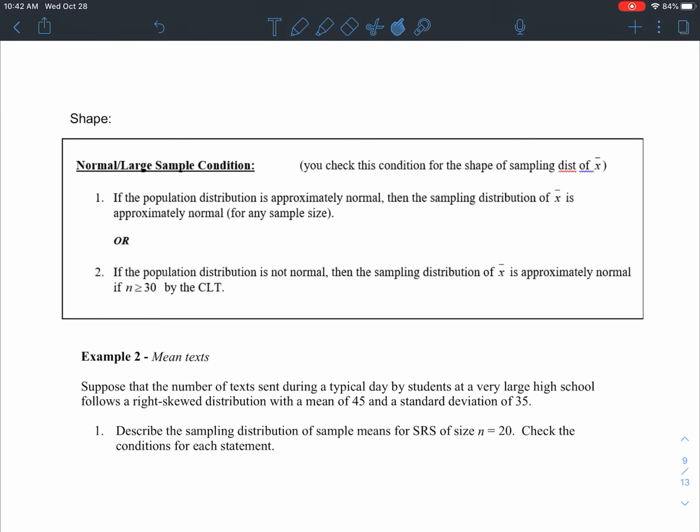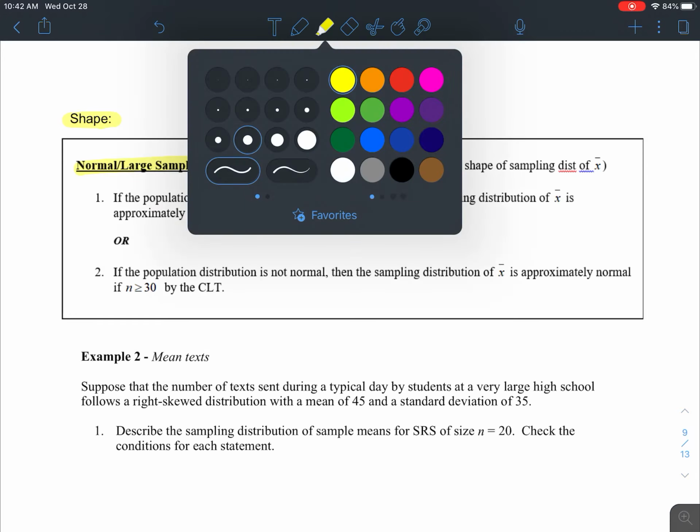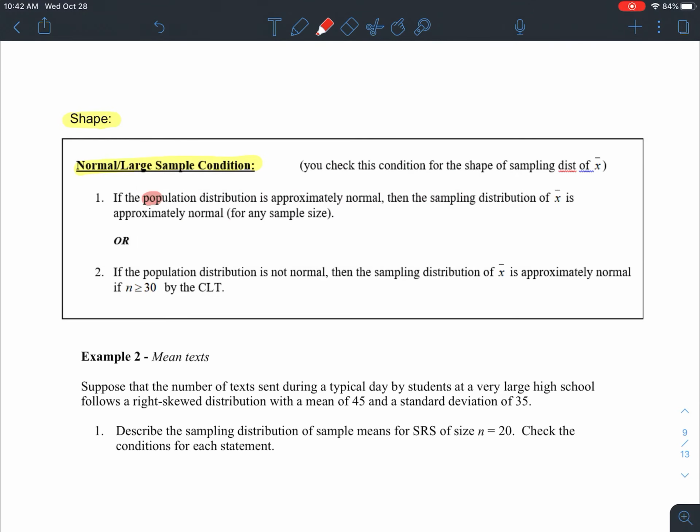Okay, so we're just going to take a look here at just a couple more examples to kind of wrap this up. You can see on the next page here then, just to sort of summarize the shape aspect, we have essentially two things that we could conclude normality for. One is if the population distribution is normal, we can just say that, and then therefore the sampling distribution for X bar would be normal.